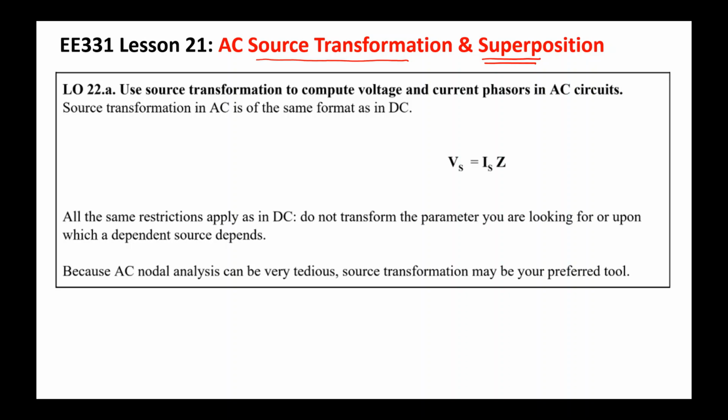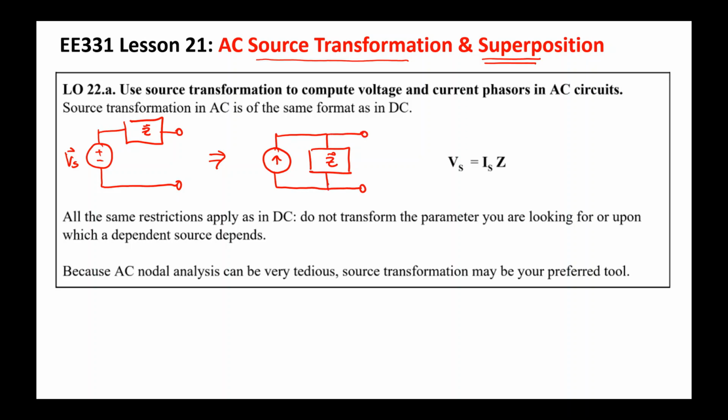Source transformation in AC is of the same format as in DC. We take a voltage source that is in series, this time with an impedance, and we can convert that into a current source that is in parallel with an impedance between the same two terminals. The impedance will be of the same value, and the current source will have a value Is that must obey the equation Vs equals Is times Z. Again, this looks very similar to Ohm's law, but it is not Ohm's law.